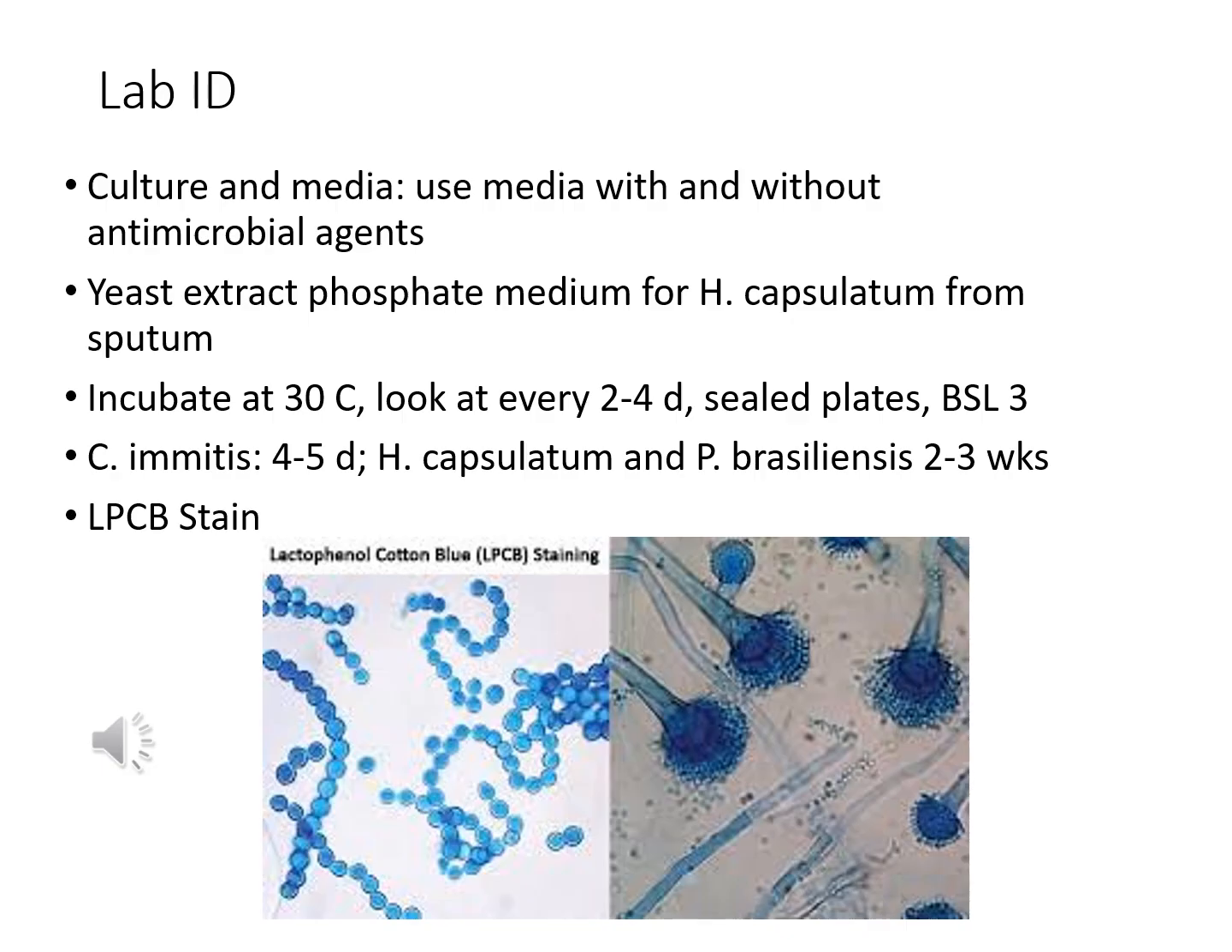For culture and media, use media with and without antimicrobial agents. Use yeast extract phosphate medium for Histoplasma capsulatum from sputum. You would incubate at 30 degrees Celsius and look at it every 2 to 4 days with sealed plates. Again, plates are always opened in a biosafety level 3 hood. Coccidioides immitis takes 4 to 5 days to grow. Histoplasma capsulatum and Paracoccidioides brasiliensis may take up to 2 to 3 weeks to grow. Once you do have growth, you can do a lactophenol cotton blue stain to look at the arrangement of the spores and try to determine what you have.